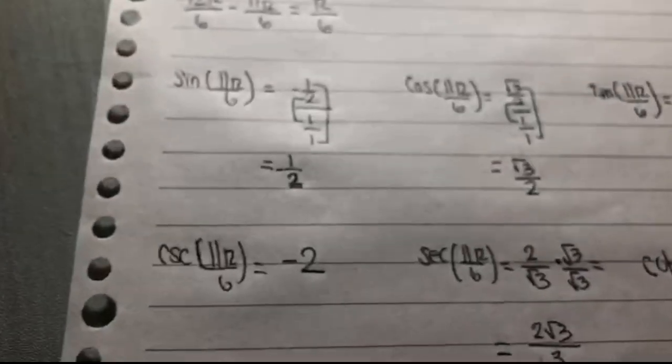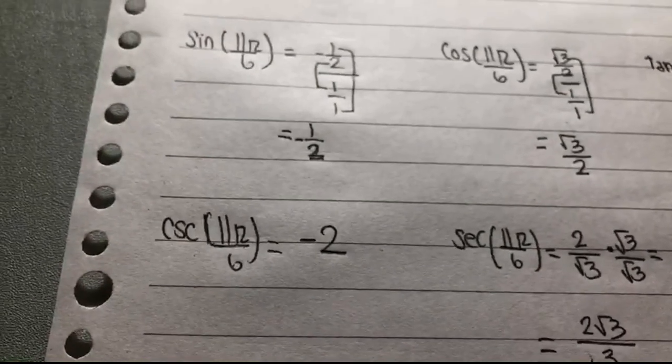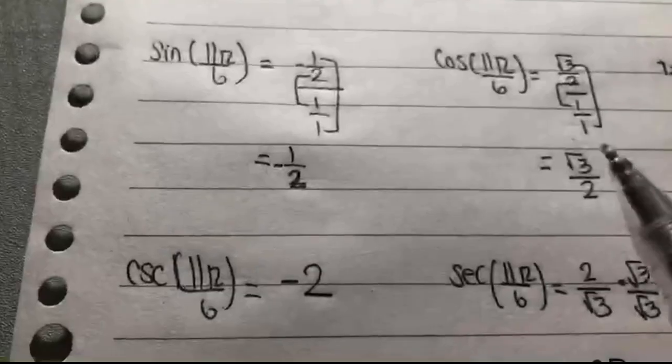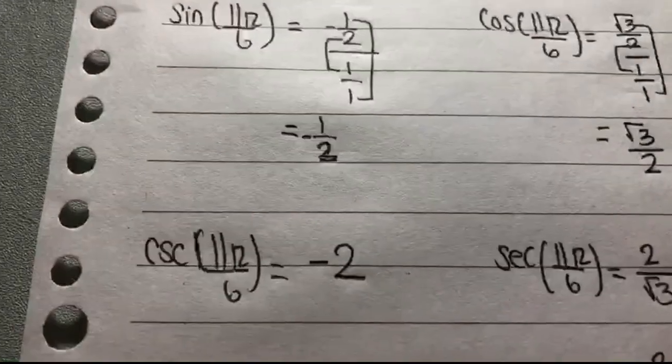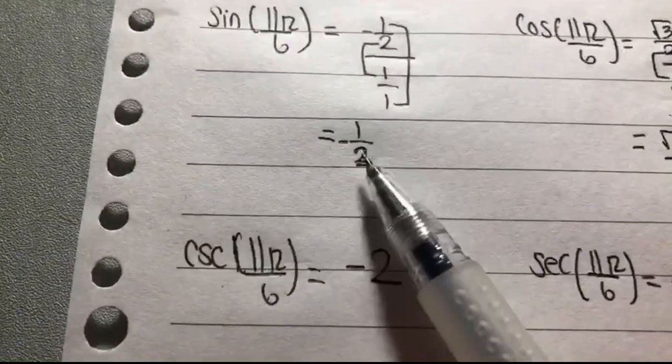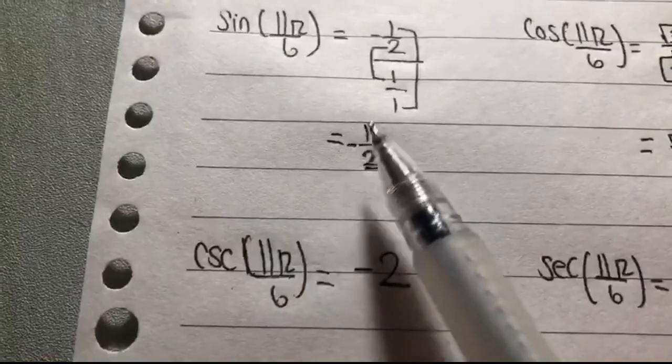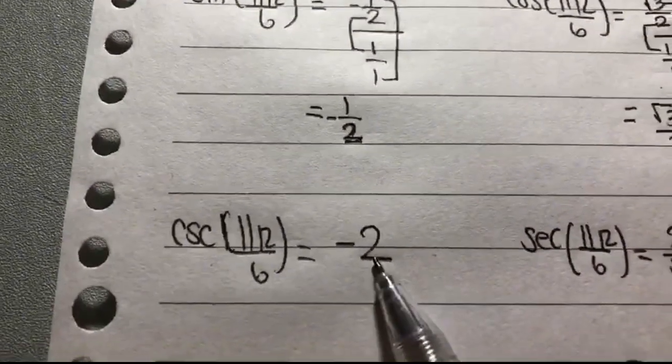So, doon naman tayo sa cosecant. Kung ano yung answer doon sa sine, i-reciprocal ulit lang din natin. So, ang answer natin sa sine is negative 1 half. Kapag i-reciprocal natin, ang magiging sagot is negative 2 over 1. Or pwede naman na negative 2 na lang.